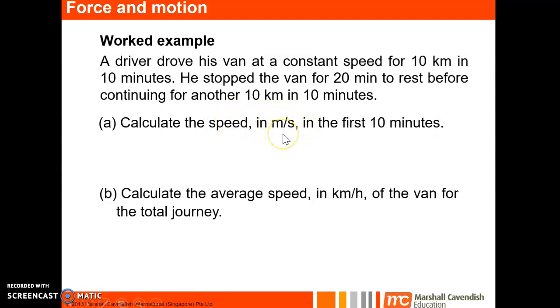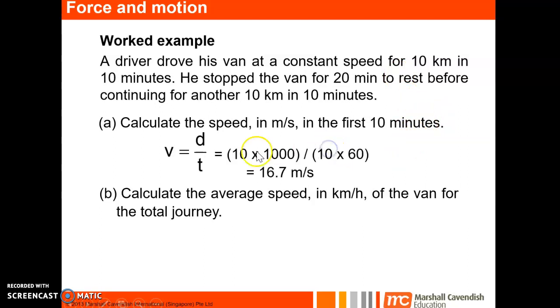Since the unit is meters per second, you need to learn to convert km to meters. Using what you have learned in your math class, to convert 10 km into meters, you multiply by 1000. Then divide by the time taken, which is 10 minutes. To convert 10 minutes to seconds, you use 10 times 60. And this will give you your speed for the first 10 minutes.